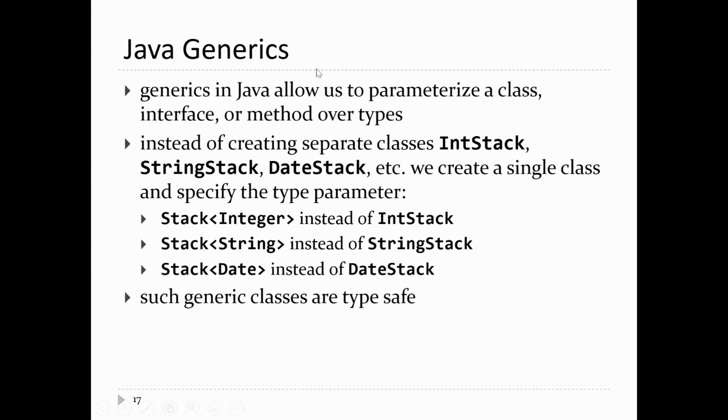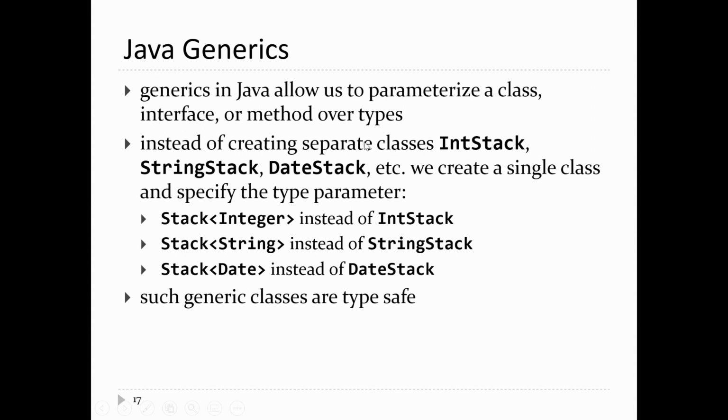In version 5 of the language, the designers introduced generics into Java. Generics allow you to parameterize a class, interface, or method over types. What that means is that you can make a type be a variable, or look like a variable, in your class. Like when you use a list of date, when you specify that you want the type of the element to be date, that's parameterizing the list over a type.